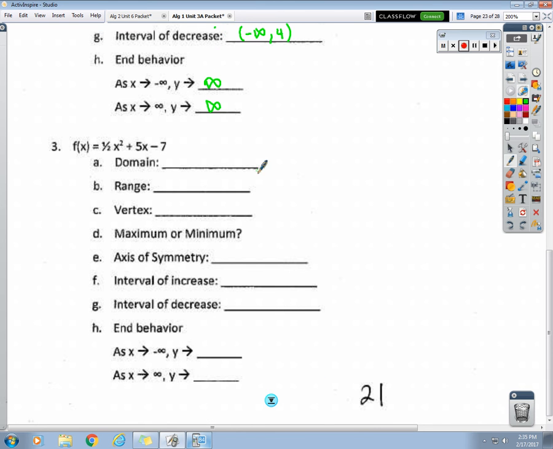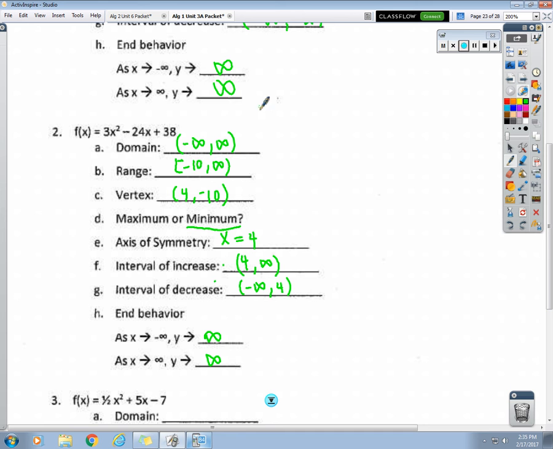And think about it. With parabolas, these will always match. You can't have one positive and one negative, because don't parabolas always go the same way? They're both going up or they're both going down. So it'll either have to be positive, positive, or negative, negative. You can't have one of each. Okay, number 3.